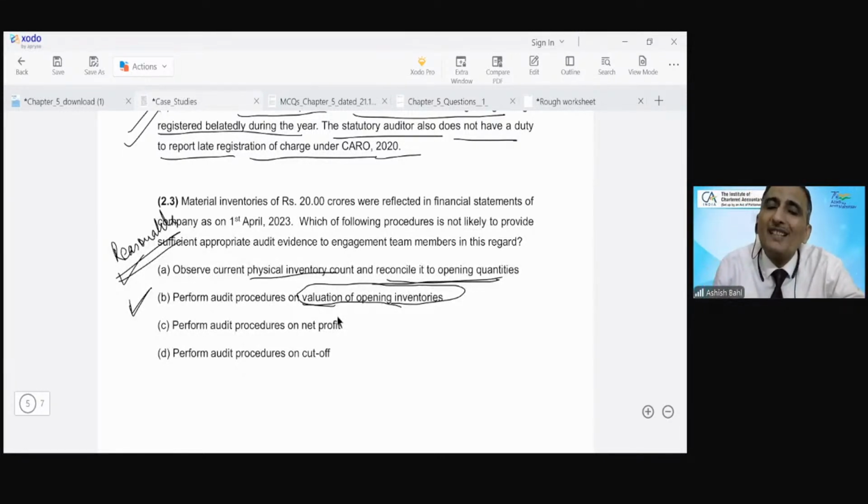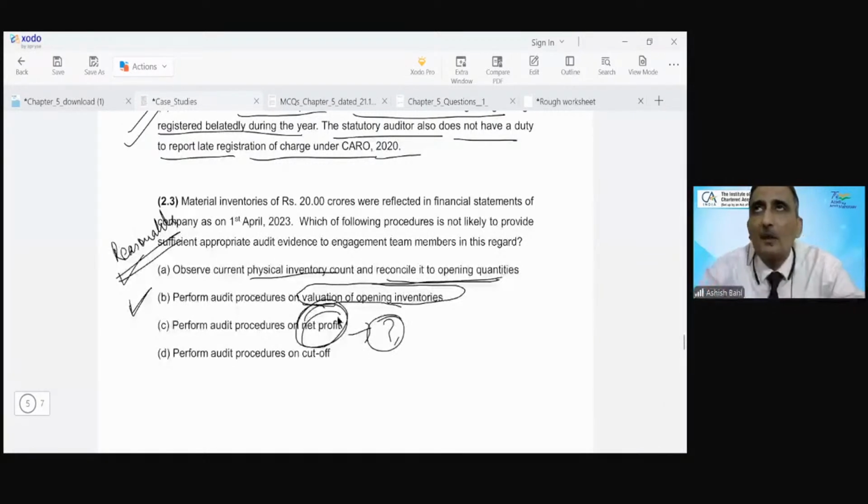Performing audit procedures on net profit. Now, how is this going to provide sufficient appropriate audit evidence to him in regard to opening inventories? Because net profit would be an effect of many things. So this is not likely to provide him sufficient appropriate audit evidence.